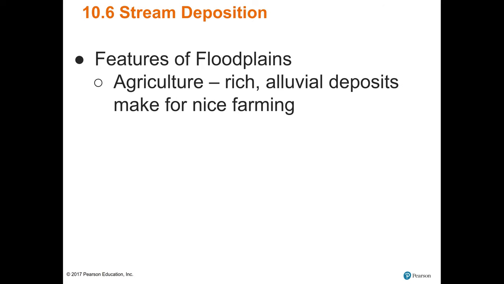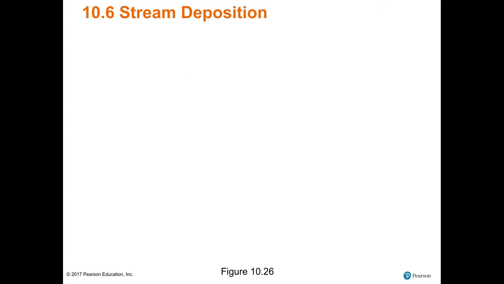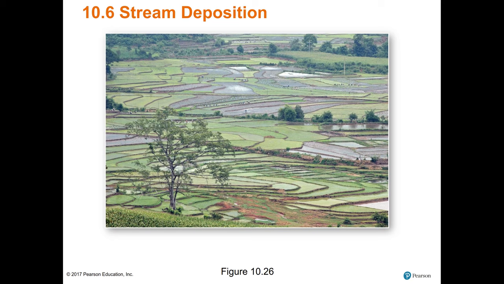People love to do agriculture in floodplains. There's water, there's fertile soil, what's not to like? Why not grow rice in the floodplain? There's water, it's flat, there's fertile soil.